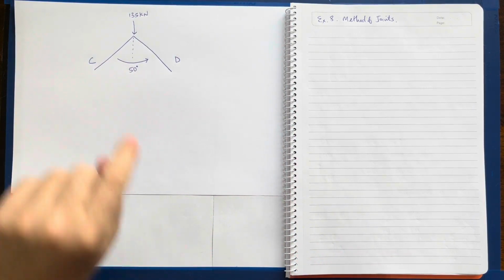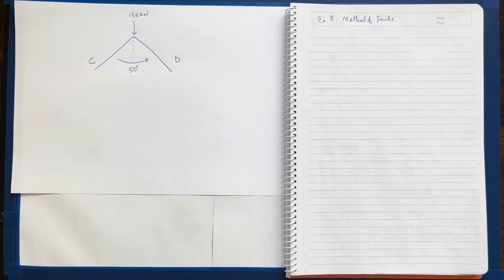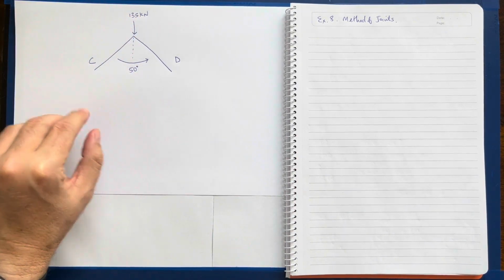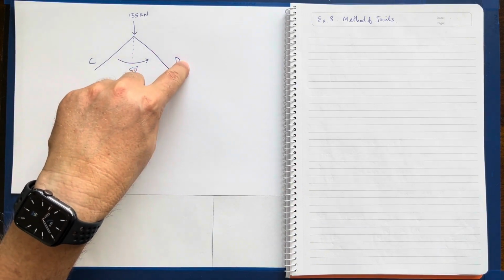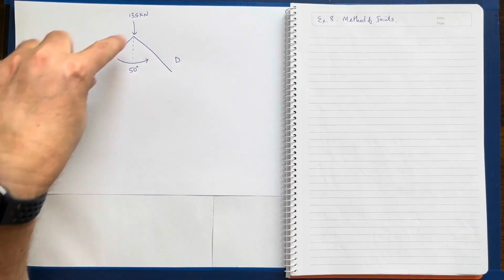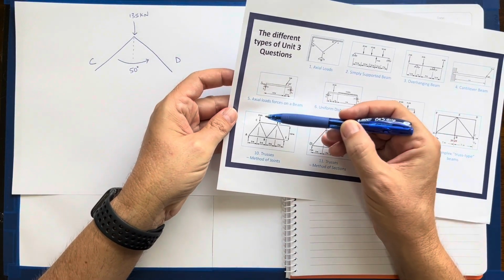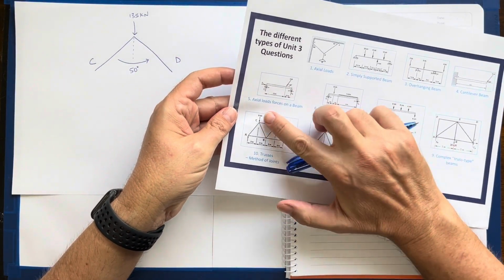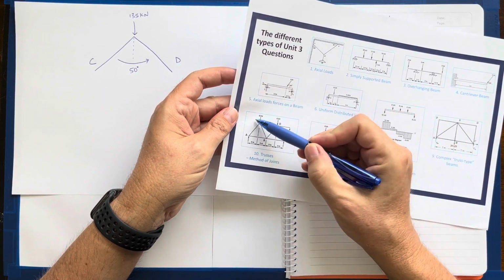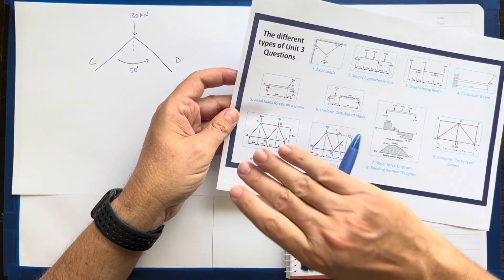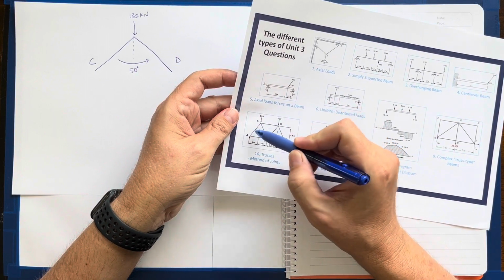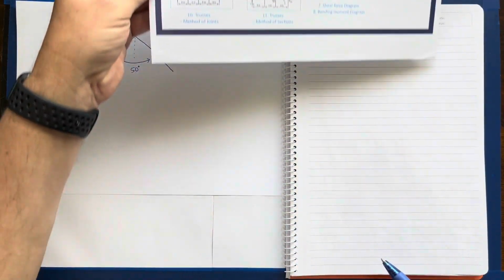question that asks you to do that, where the question says determine the reaction through the members C and D for this really simple truss. Now we're just looking at that top part. Imagine we just have that top part there, where, let's say, C is.